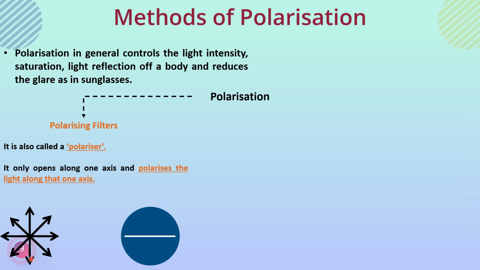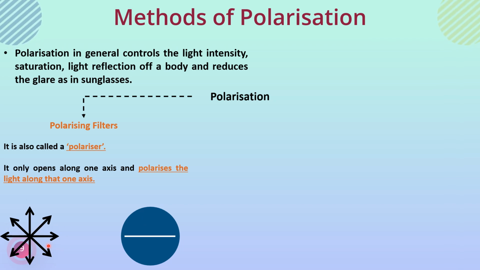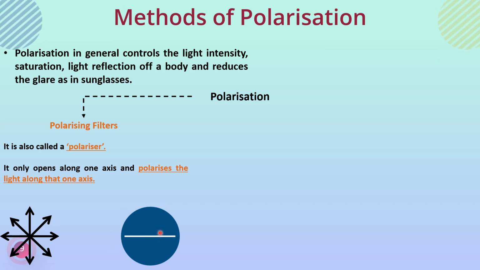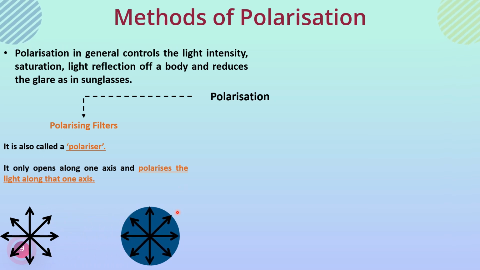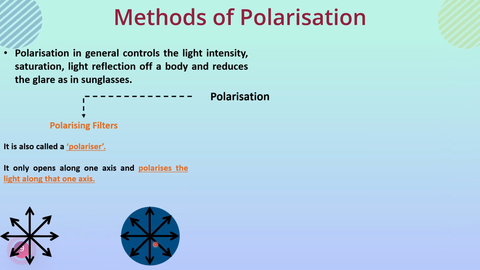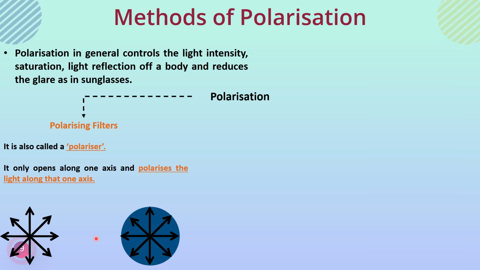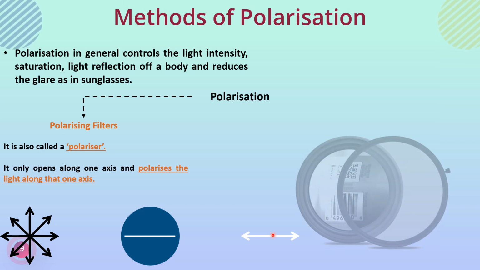This is unpolarized light. When it gets through this polarizer, what do you expect? I expect that the only plane or axis that will get through this polarizer will be this horizontal one, right? This is the only one that will pass through. The others will be blocked.